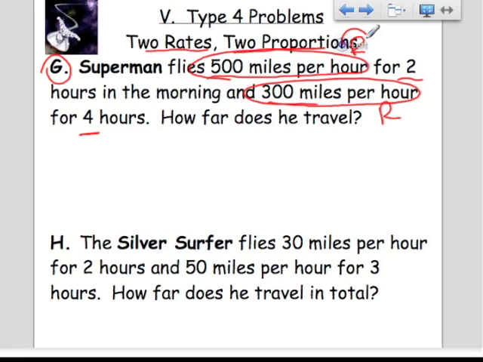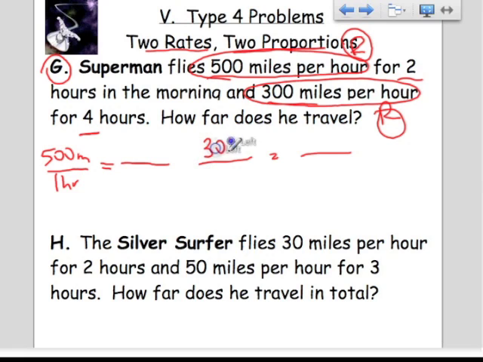Since I see 2 different rates, I need to use different proportions for each rate. So my first proportion will use my first rate, which is 500 miles per 1 hour. And my second proportion will have to use the other rate, which is 300 miles per hour.